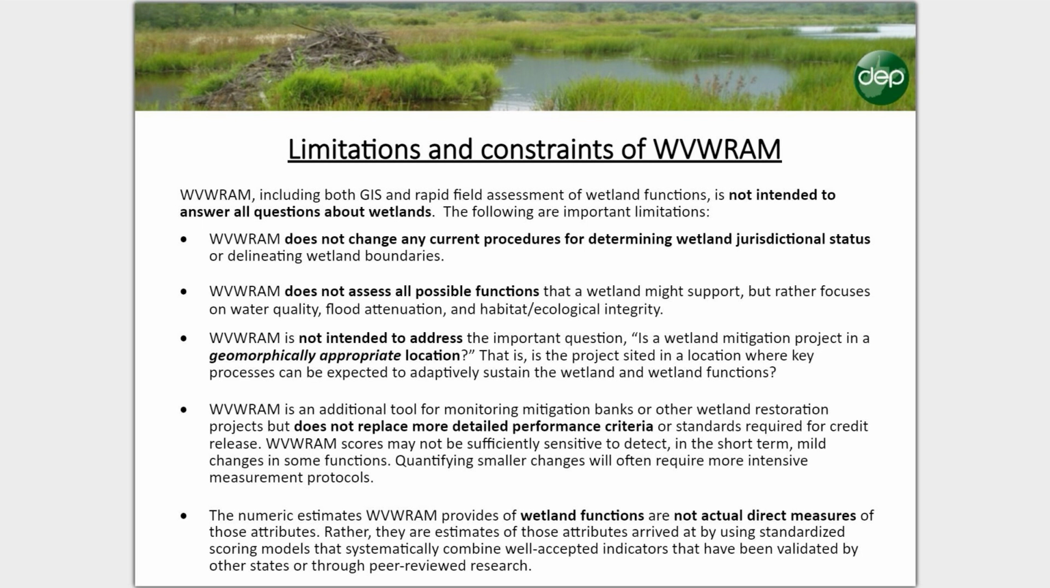It doesn't evaluate all possible functions. There's a lot of different functions. I know out in Oregon, I think they have something like 100 different functions that they specifically evaluate. We don't. We have those big composite functions that we determined were important for West Virginia: habitat and ecological integrity, water quality benefits, and the stabilization of hydrology. That would be diminishing peak flows of floods, providing base flow to streams, and dealing with drought.